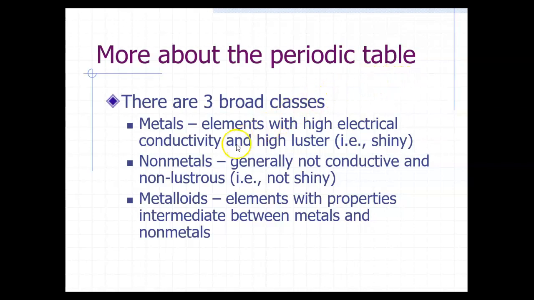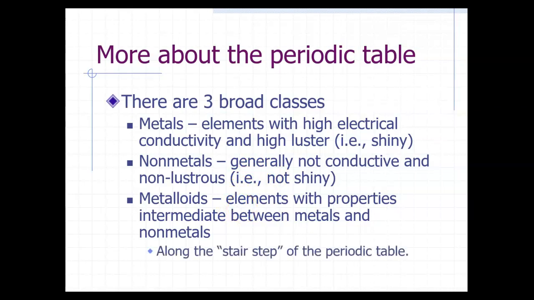The nonmetals are all very different from each other. What they share in common is that they don't have any of the properties of the metals. So they can be gases, they can be solids, they can be liquids, but they generally do not conduct electricity and they are not lustrous. And then metalloids kind of have intermediate properties.